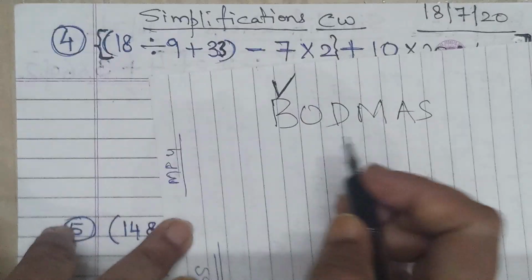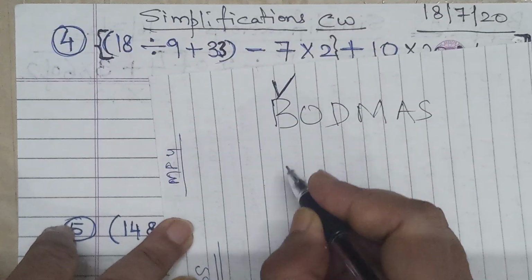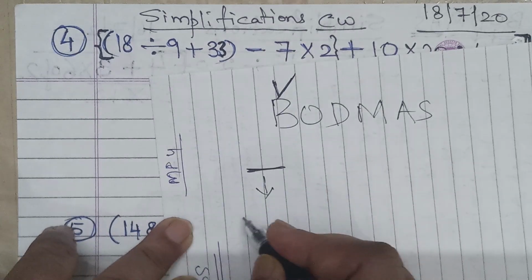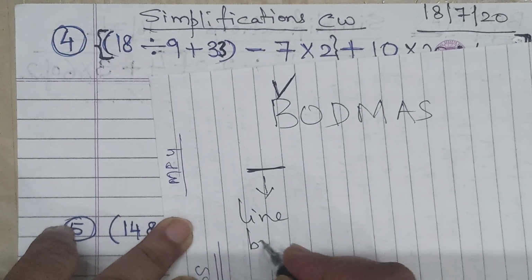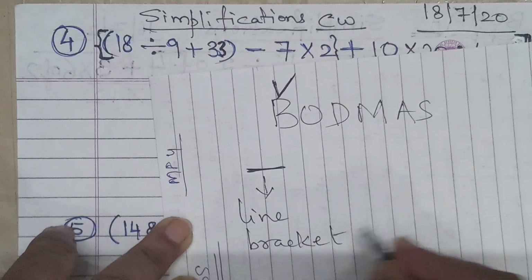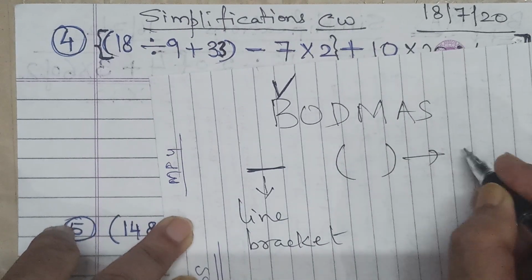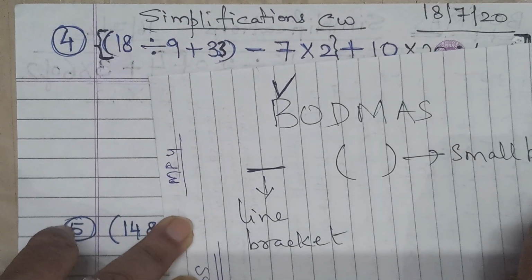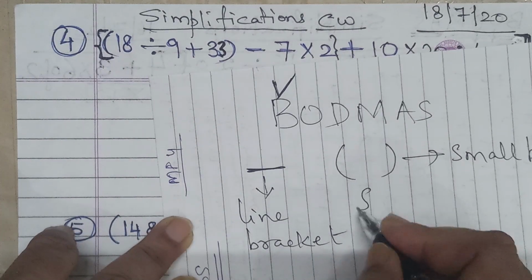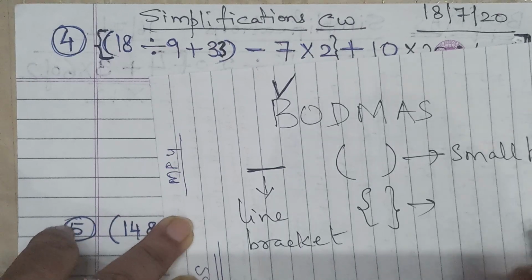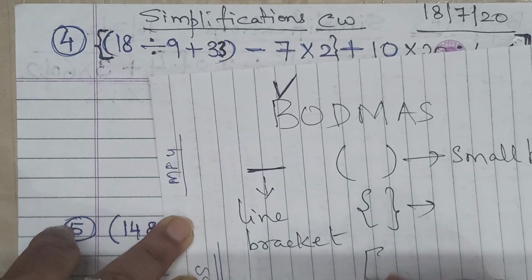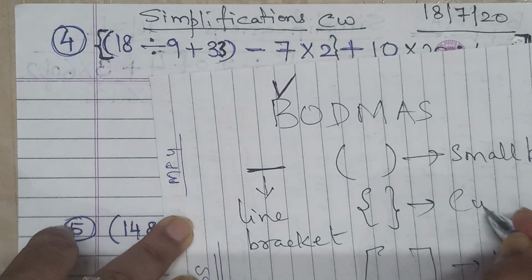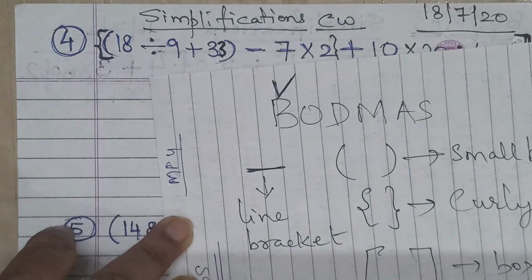Now we have to understand that we have four different types of bracket. This is called line bracket. This is called small bracket. Then we have another which is called curly bracket, and then the last one is box bracket. This is box bracket. This is curly bracket.